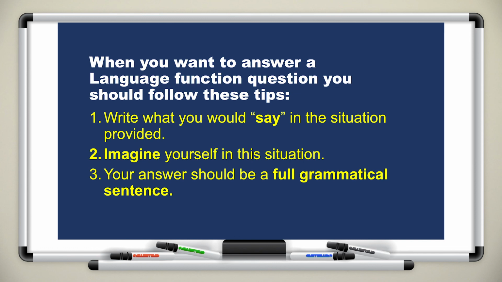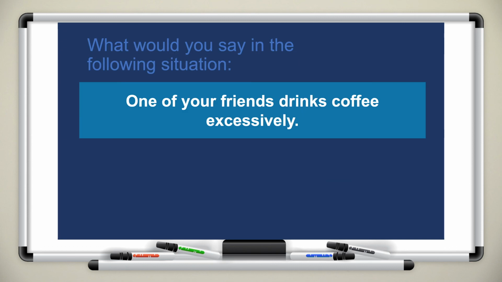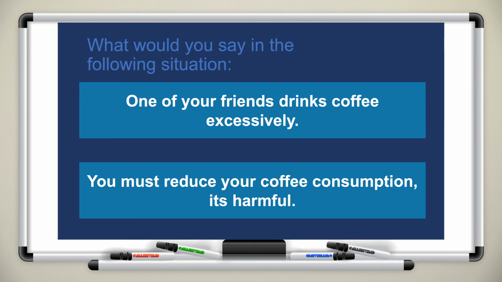So all you have to do is to imagine yourself in that situation and then write full sentences saying or writing what you're going to say in that situation. Let's take a look at the first example. One of your friends drinks coffee excessively. One of your friends drinks coffee a lot in a bad way. This is not good. So what are you going to say? Imagine yourself looking at your friend drinking coffee a lot. So what are you going to say? For example, you must reduce your coffee consumption. It's harmful.